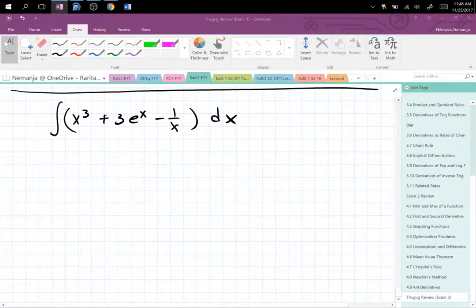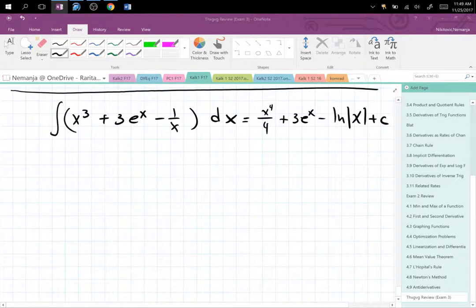All right, so these are all basic derivatives, right? You just write the answer. What's the answer? X to the 4 over 4. That stays, and then absolute value of x. That's extremely important to have the absolute value there.